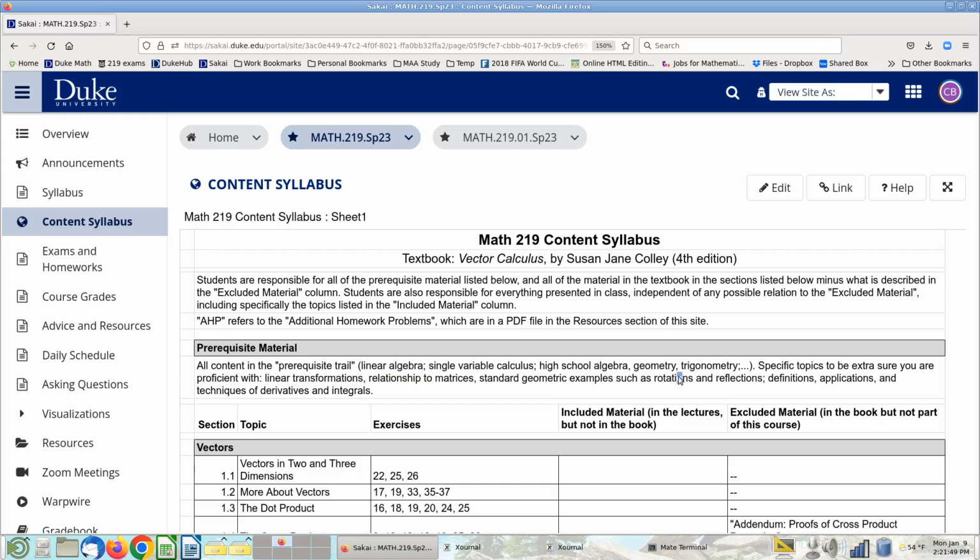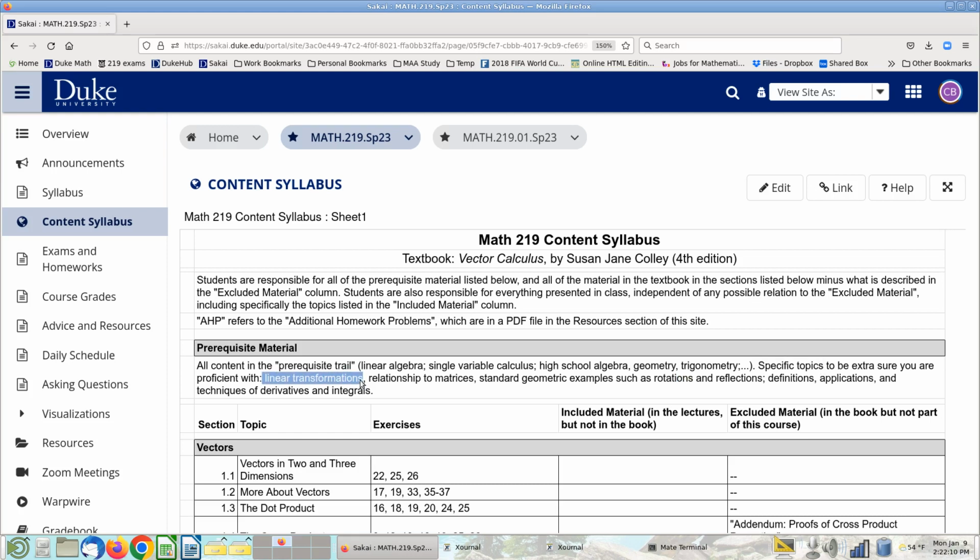So I'm going to assume that you are proficient with all of that stuff. Now, some of that is more important to the Math 219 material than other. So some specific topics that you want to make extra sure that you are super proficient with.